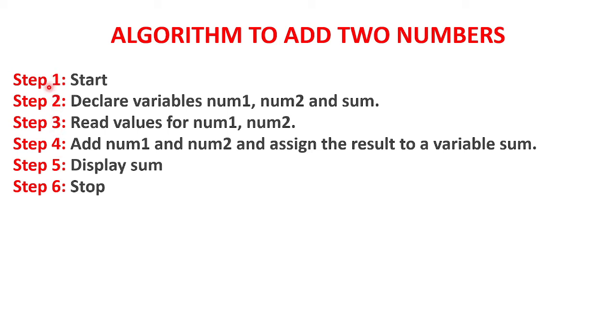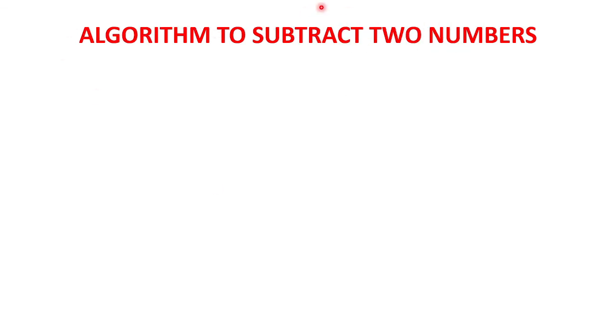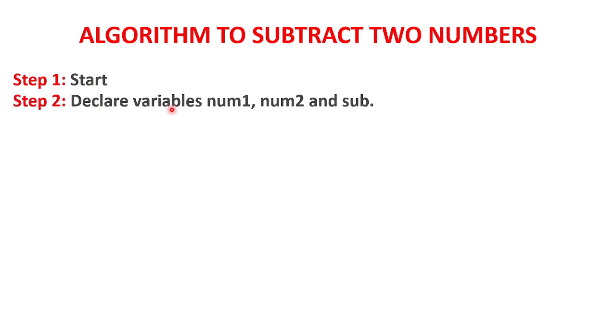You have to write like this: step 1 start, step 6 stop, and in between all the steps to solve your problem. Okay, now problem given is to add two numbers. Similarly, if you want to write the algorithm to subtract two numbers, same way you have to do it. Step 1 will be start. Step 2, you have to declare the variables. Since two numbers you need to subtract, so two variables you need to declare, num1 and num2. And third variable is declared to store the answer of subtraction of these two numbers.